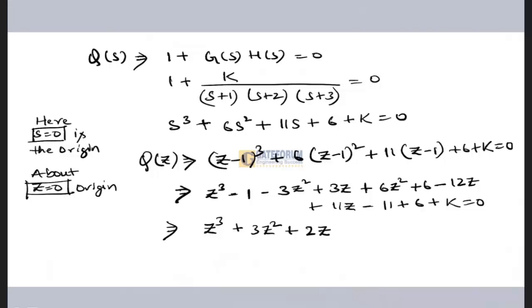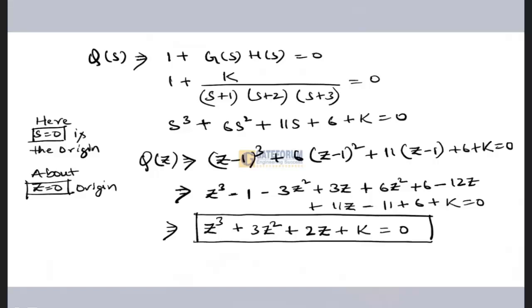Then minus 1 plus 6, that is plus 5. Plus 5 plus 6 is 11. 11 minus 11 is 0. So I am left with just k. So this is your new characteristic equation about z equal to 0, or s equal to minus 1. Now I can apply the condition of stability.